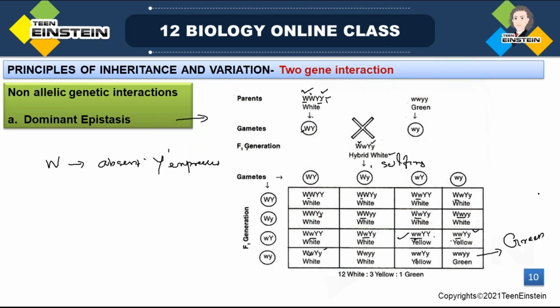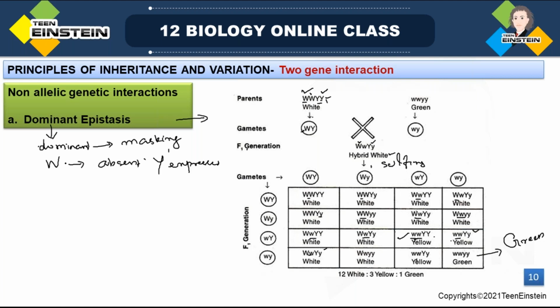Okay. So this is the dominant epistasis. Epistasis means masking effect. Dominant epistasis means when it is coming in a dominant condition, that will create a masking effect. That is dominant epistasis. From the term you should write. Dominant epistasis means when it comes in dominant condition, then it forms a masking effect. Then that won't give another gene a chance for getting expressed.